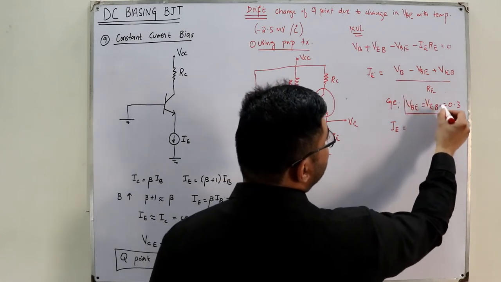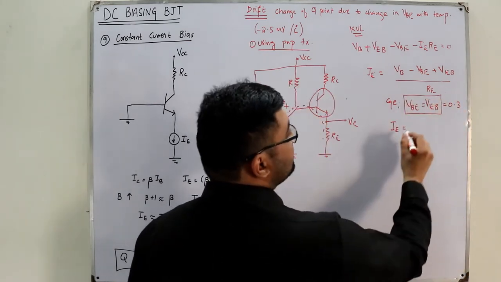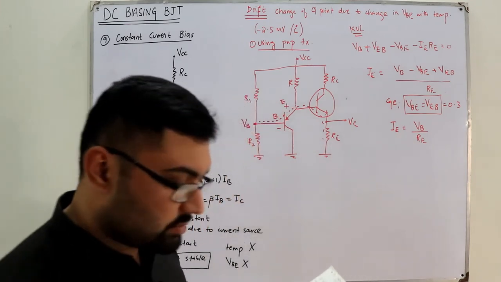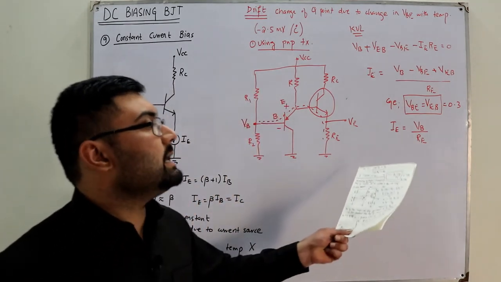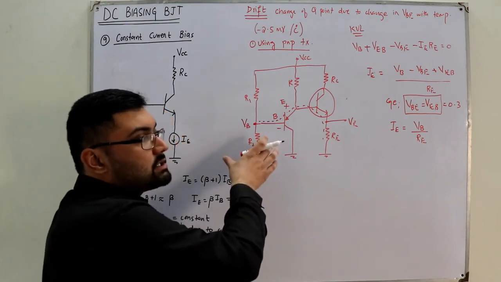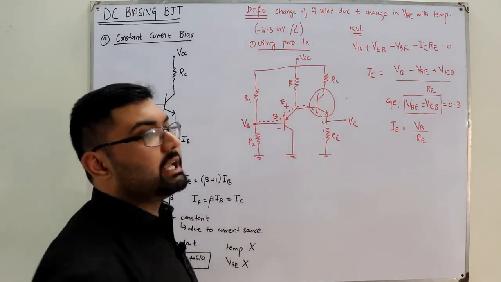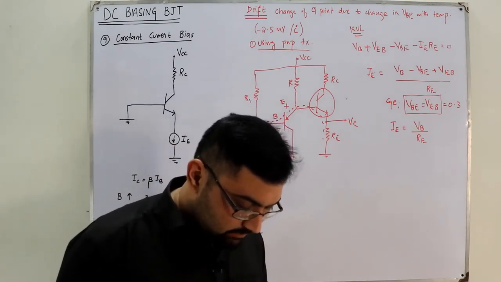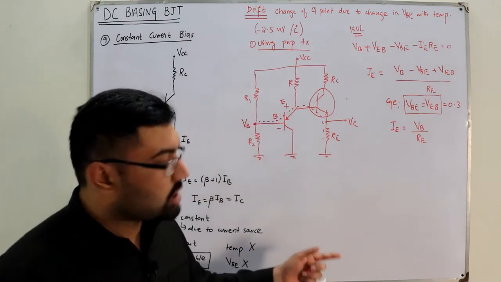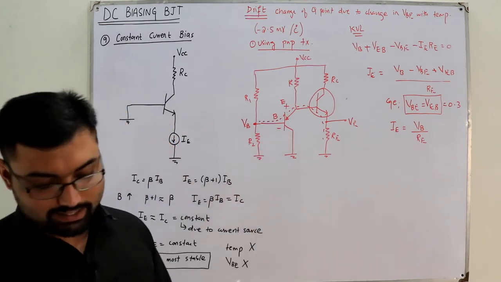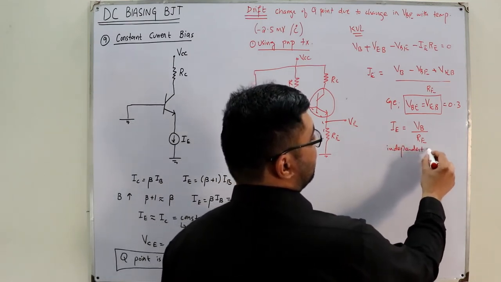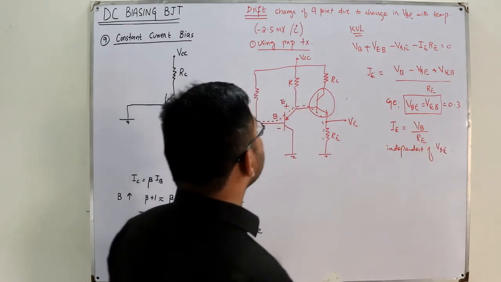The main thing is that VBE is equal to VEB for the same material of transistor. So IE would come out to be VB divided by RE, which means that this has become independent of the value of VBE. Previously, it was depending on the value of VBE, but if you introduce another transistor of the opposite nature, it negates the effect of the VBE potential. Even if VBE changes with temperature, your current will not change because we have cancelled that drop by using a PNP transistor in this case. So this has become independent of VBE. Fine. Yes, this is the first method.